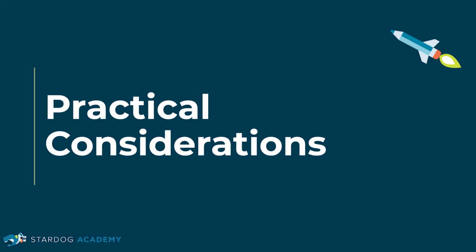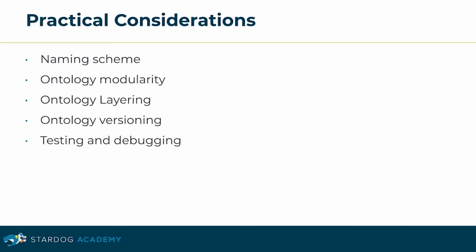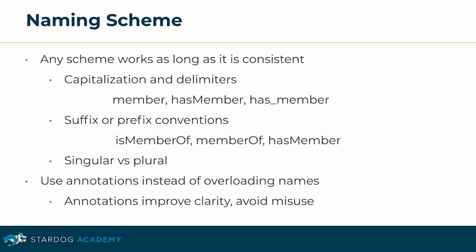So let's look into some practical considerations. These include things such as naming scheme, ontology modularity and ontology layering, ontology versioning, and unit testing and debugging. So with regards to the naming scheme, any scheme would actually work as long as it is consistent, and different patterns such as capitalization and delimiters are allowed, suffix or prefix conventions could be used. Singular is recommended versus plural, and you should also try to use annotations instead of overloading the names in order to improve clarity and avoid misuse of terms.